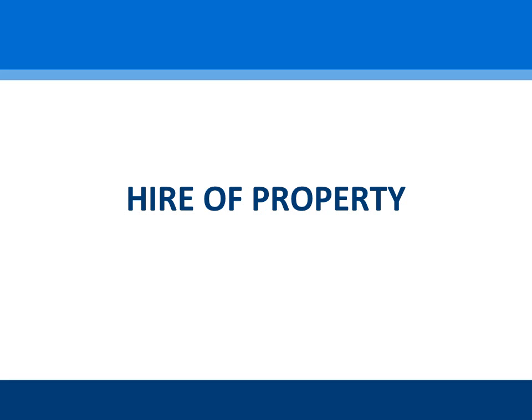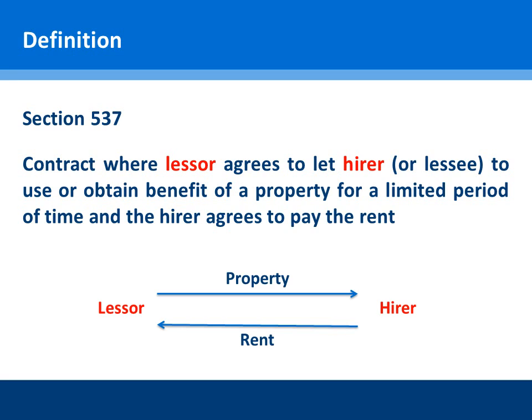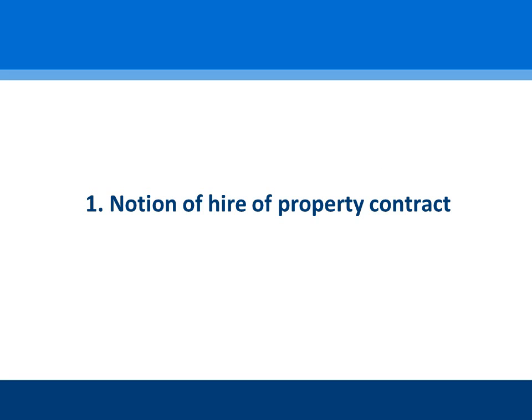Another important contract under the Civil and Commercial Code is hire of property, or rental agreement. Hire of property is defined as a contract between the lessor and the lessee. The lessor agrees to let the hirer use and obtain the benefit of the property for a specific period of time. In exchange, the hirer must pay the rent. Let's see in more detail what this contract is about.